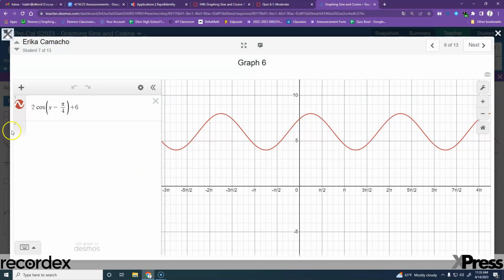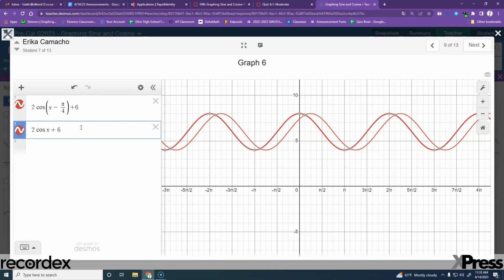It did say to the right, didn't it? So amplitude is 2. Midline is 6. That looks great. The period of this is 2 pi. If you look here, you're going to hit back at about that same level at 2 pi. Cosine normally, here I'm going to graph 2 cosine x plus 6. Normally cosine would look like this. You've got to shift it pi over 4 to the right to get this, so this one looks good. There was not a phase shift and a period change on this one.